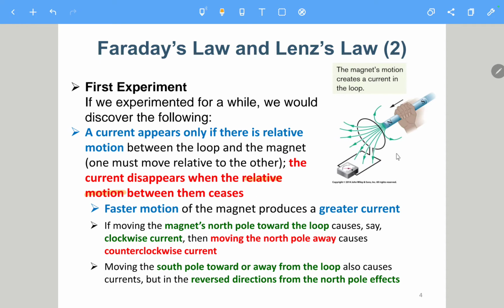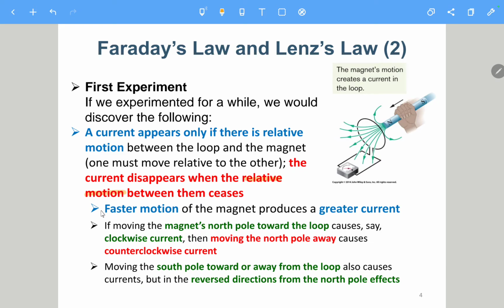And you can also do this. You can try to fix the magnet bar there, and then you try to move this whole set relative to the magnet bar, and then there will still be current. So this is how relative motion means 相对运动. Okay, you can move this one and then make it stop, or you can stop this one and make this move. Then they still have relative motion.